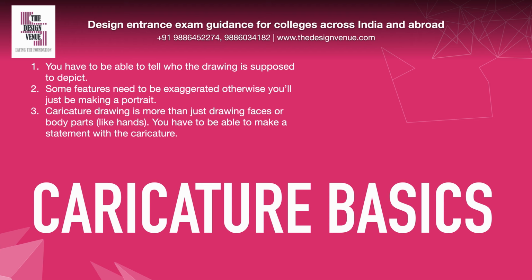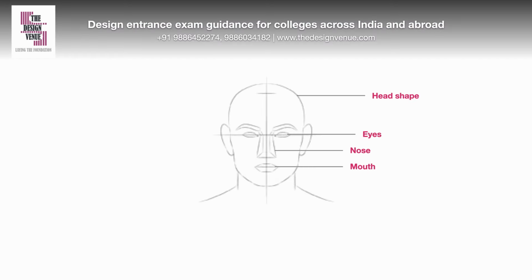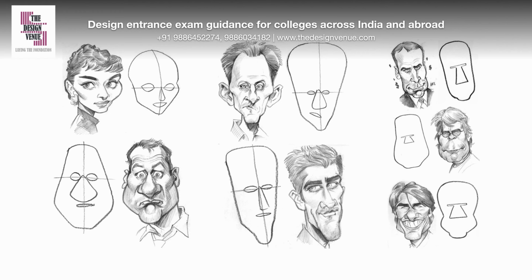Caricatures are more than just drawing faces or body parts. The caricature must make a bold statement. There are 4 distinct features on a face which could be exaggerated: the head shape, eyes, nose, and the mouth. Maintaining correct proportions of these features to one another while exaggerating them can produce good results. To get started with caricatures, you can refer to this example where the overall face structure is simplified to understand the proportions. Now, let's see some of the important points which make a good character design.